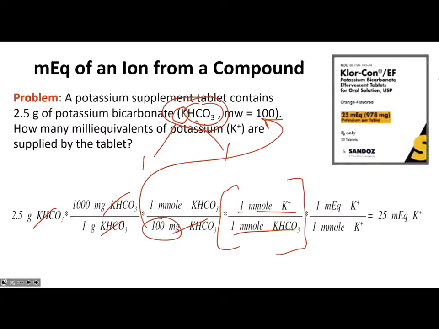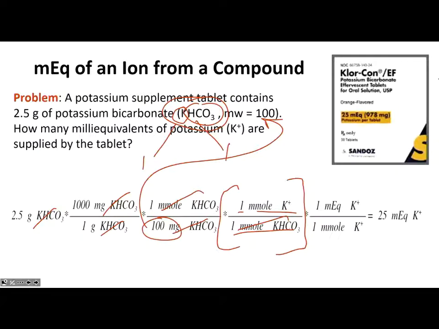How did I know that? What did I look at? The formula. I looked at the chemical formula of the parent compound. It's KHCO3, 1 potassium, 1 K for every 1 KHCO3. So it's 1 to 1. Now my millimoles of potassium bicarbonate cancel, and I am in just the number of molecules of just the potassium.